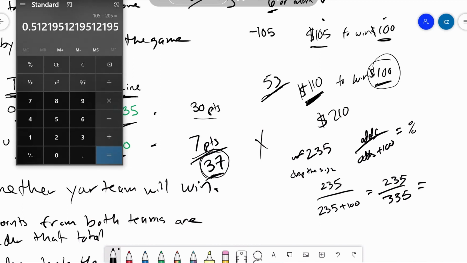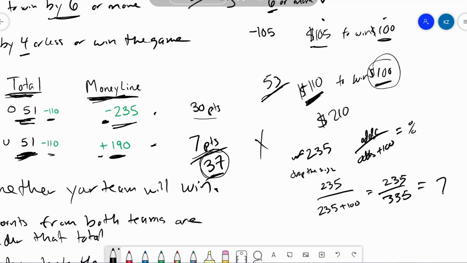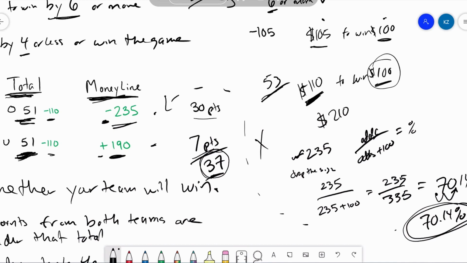And then you can always just whip out the calculator and do it real quick. So 235 divided by 335, and we get 0.714. Okay, and then just to turn that into a percentage, you would move the decimal over twice, and then you would get 71.4%. And this is a really important number because what this tells us is the likelihood that the Ravens will win.